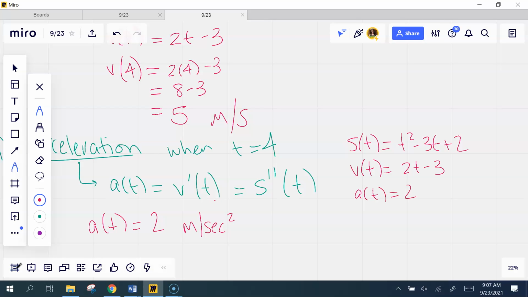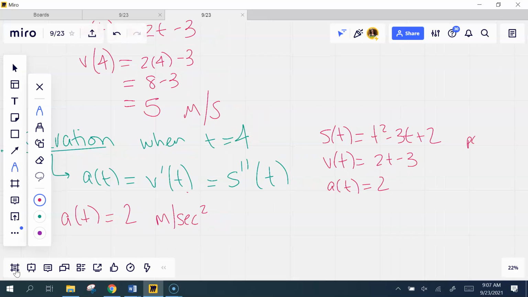My acceleration is constant. Wait, what was the first S of t? Position. All right, don't forget your units. Why is it squared? Because it's the rate of a rate.